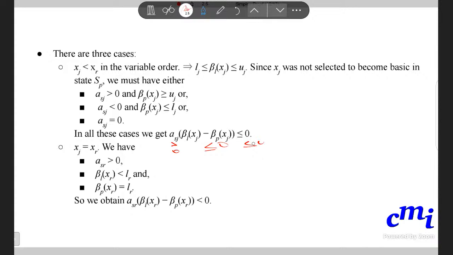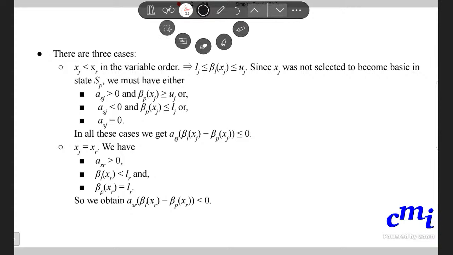In case 2, if ASJ is lesser than 0, then basically beta L of xj is greater than lj. This is greater than lj. This is less than or equal to lj. So this is positive. This is negative. So we get negative, or we get 0. So either way, in all these cases, we have that this side is lesser than or equal to 0. Yeah. So now let's move to case 2.